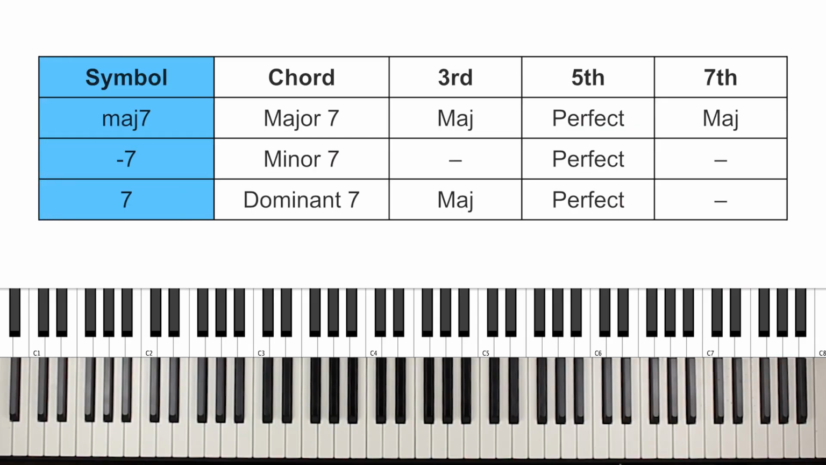Now let's use those intervals to construct major 7, minor 7, and dominant 7 chords. These are the most common chords in jazz, and we'll be constructing them using this table. The symbol for the chord is written on the left, so you can quickly reference the 3rd, 5th, and 7th for the chord that you're looking for.